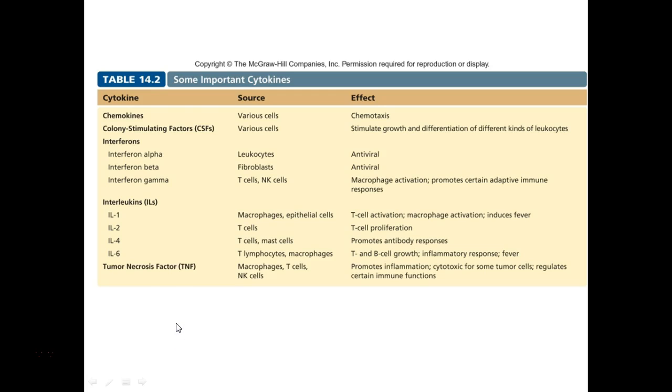So, as I said, here in this table, they actually list some specific interleukins, right? So you have IL-1, as I said. Macrophages and epithelial cells can release this. If it binds to a T cell, that could activate it. If it binds to a macrophage, it could activate that cell. It can also induce fever.